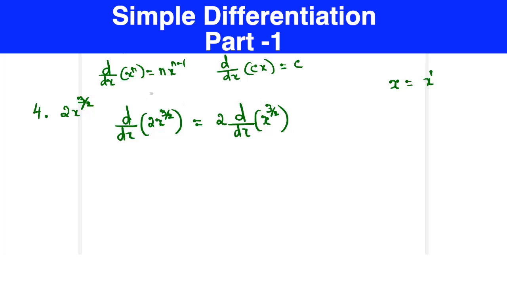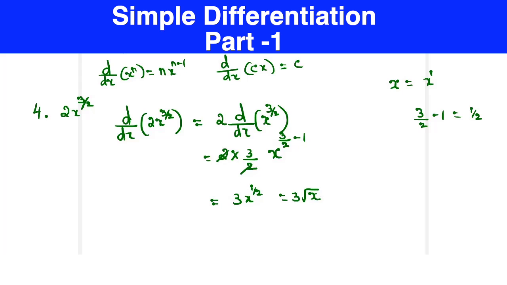So on comparison, now you have n as a fraction. So do the same procedure as what you did for a whole number. So differentiation of x to the power 3 by 2 is going to be 2 into 3 by 2 into x to the power 3 by 2 minus 1. So let's calculate 3 by 2 minus 1. We know this is going to be half. So I can strike this 2 and 2 out. So it is 3x to the power half, or you can write this as 3 root x.